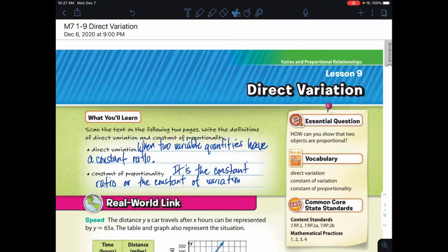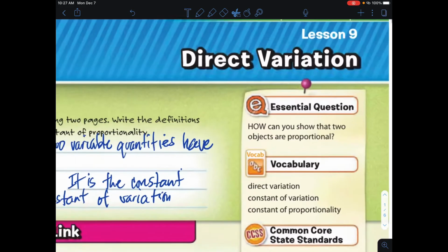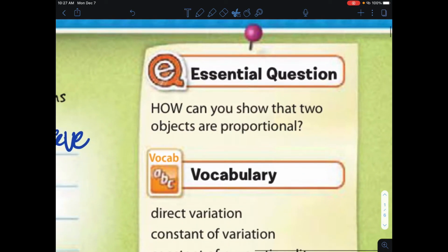Lesson 9 from chapter 1. So, this is chapter 1, lesson 9, and the title of this lesson is Direct Variation. Okay, we go back to our essential question, being the last lesson for this particular chapter. So, how can you show that two objects are proportional?